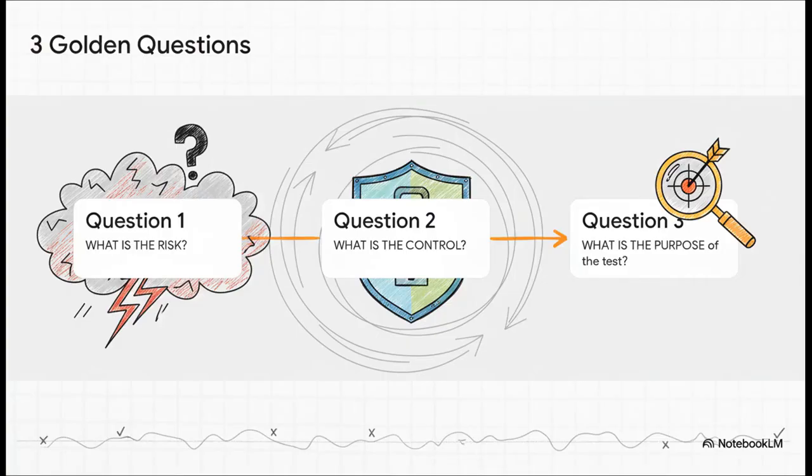And here they are. Number 1, what is the specific risk I'm worried about here? Number 2, what is the control the company has in place that's supposed to stop that risk? And number 3, based on that, what is the precise purpose of my test? Seriously, if you can't clearly answer all 3, you are not ready to start testing, period.